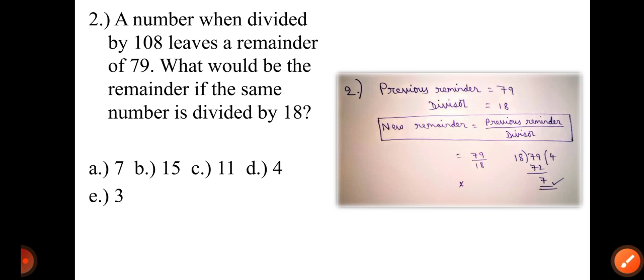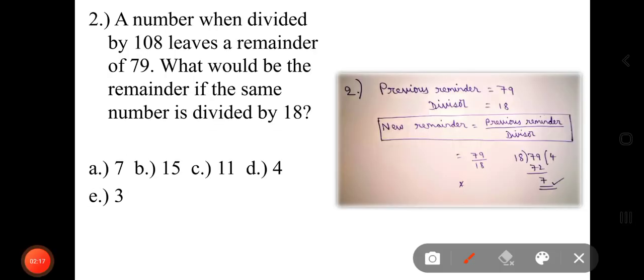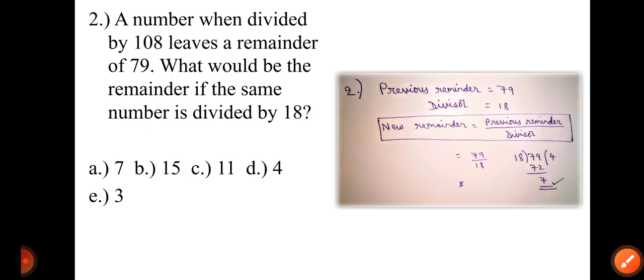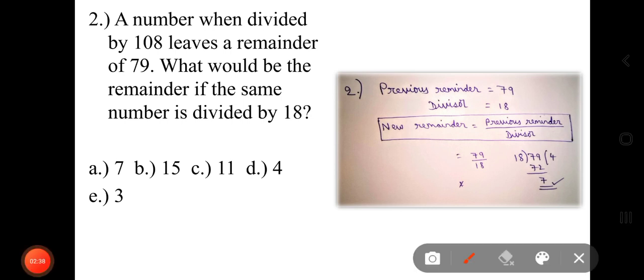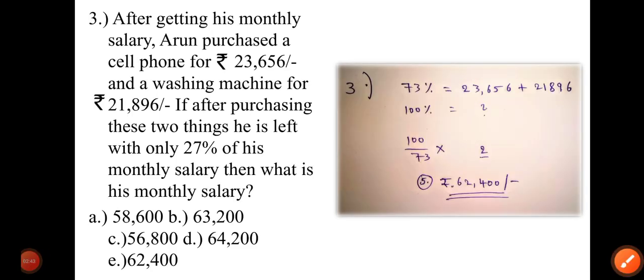Previous remainder is 79 and the divisor is 18. 79 by 18, 18 4s are 72. So 79 minus 72, 7 is the new remainder. Option A is the right answer. I repeat, when we are asked to find out the new remainder, simply divide the previous remainder by the divisor. Whatever remainder we get, that will be the answer. Let's move to the third question.